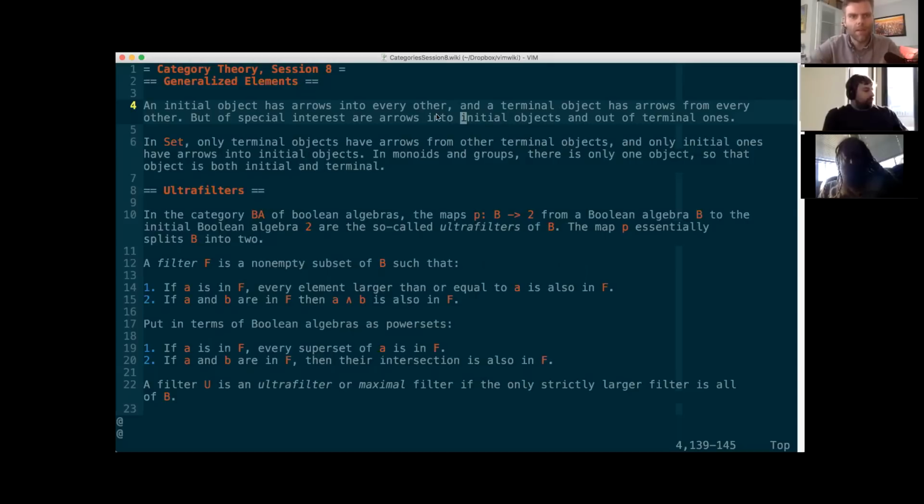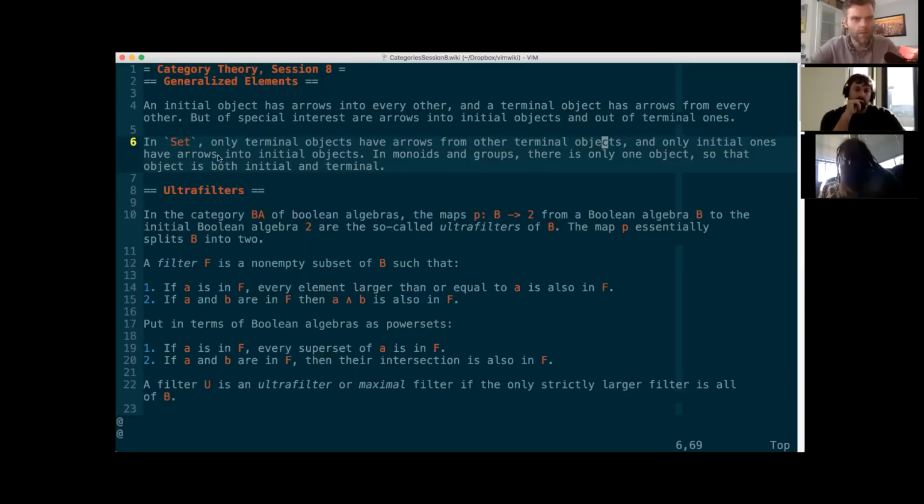but some objects have arrows into the initial objects, and those can be interesting. So he says that those are special interests. So in Set or in Hask, only terminal objects have arrows from other terminal objects. So if an object has an arrow from a terminal object, that thing is unit, the one-object set.